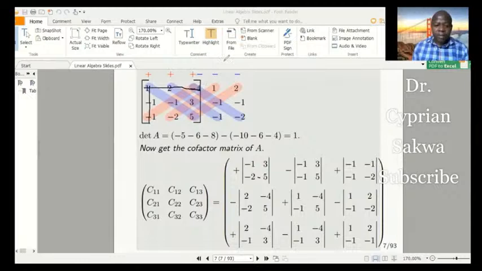Then I come to the second element, which is 2. I get its cofactor. So I delete the row of 2 and the column of 2. The matrix that is left is -1, 3, -1, 5.